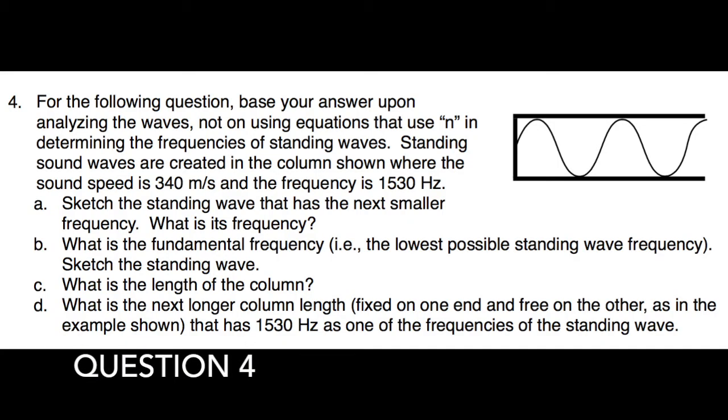Question 4 says standing sound waves are created in the column shown where the sound speed is 340 meters per second and the frequency is 1530 Hz. A asks us to sketch the standing wave that has the next smaller frequency and asks for its frequency.